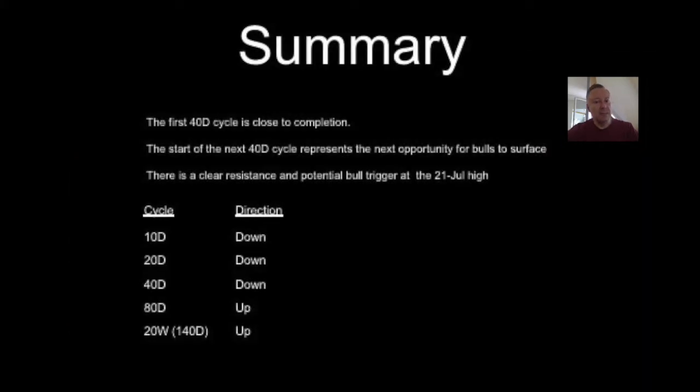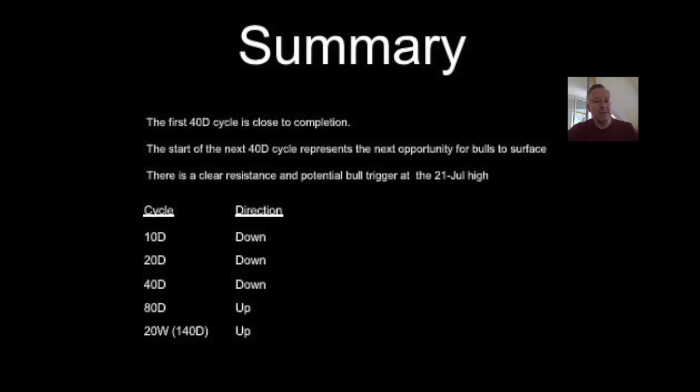To summarize then, the first 40-day cycle is close to completion. The start of the next 40-day cycle will provide a potential opportunity for bulls to surface. There is a clear resistance and a potential bull trigger at the 21st of July high. If this is broken, this will also represent a range breakout.